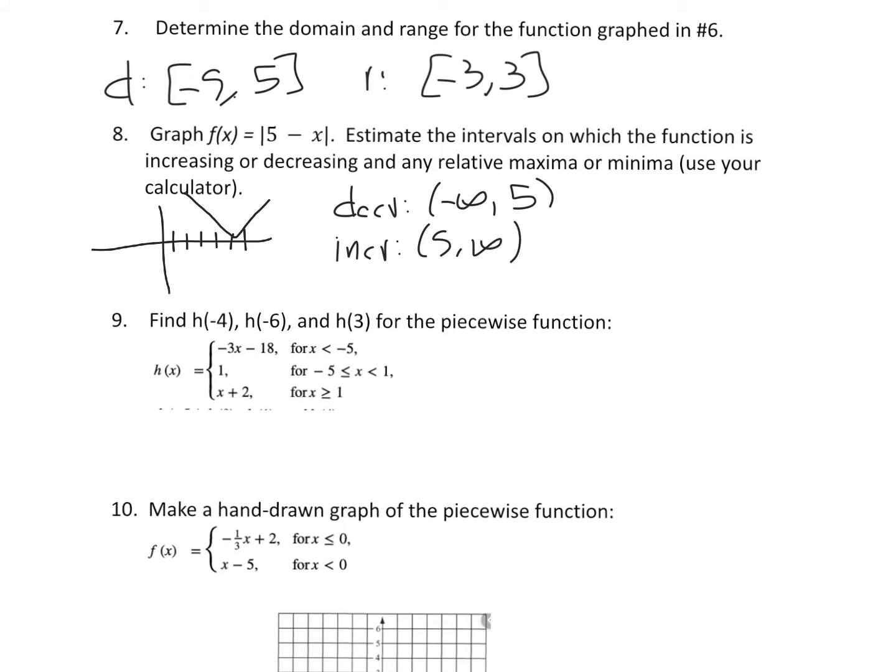And what's the max or min? It has one min, right there. One relative min, and no relative maxes. And that relative min occurs at the point (5, 0).